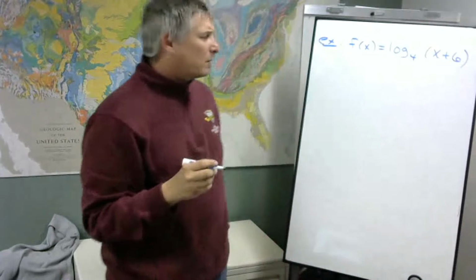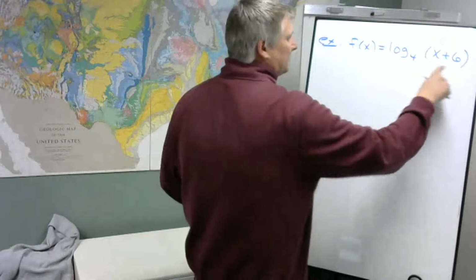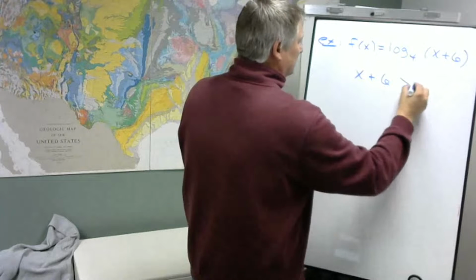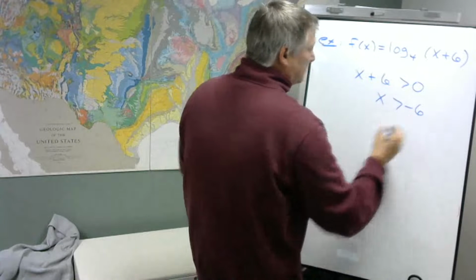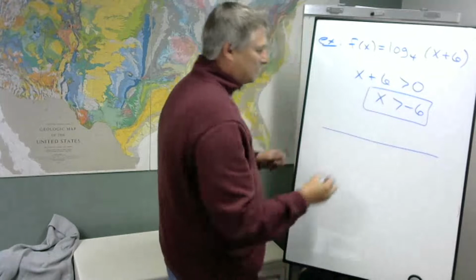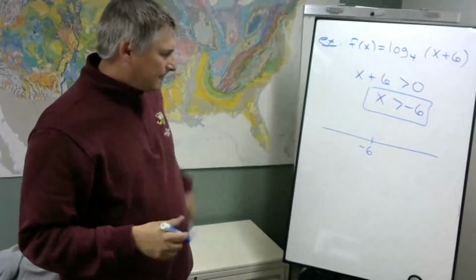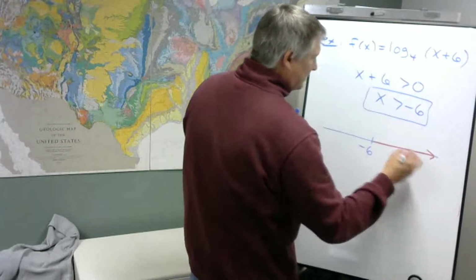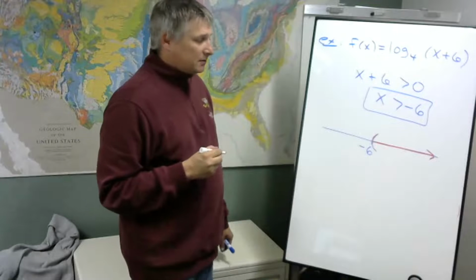And it doesn't matter what base we're working with, we're always going to have this requirement. So that means that this needs to be greater than 0. Subtract 6 from both sides, and this means x has to be greater than -6. So that means we have our -6. All the greater numbers are going to be to the right. And since we're greater than, not equal to, we're not going to include -6.